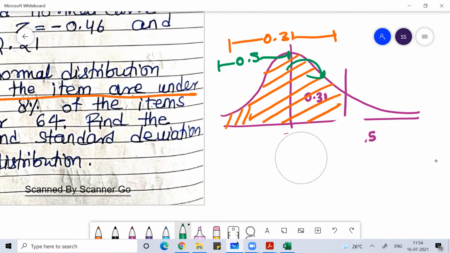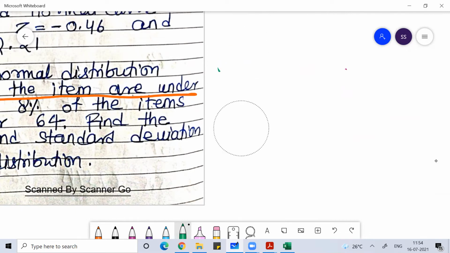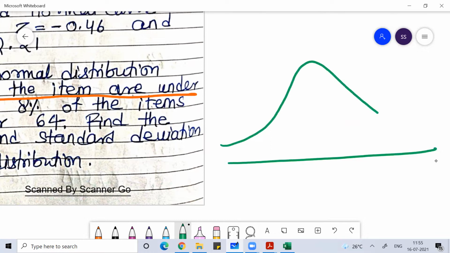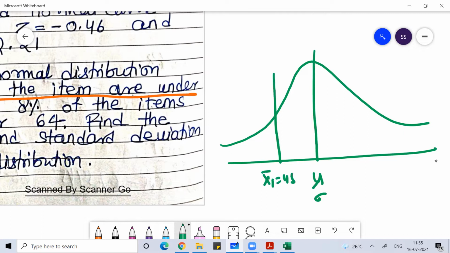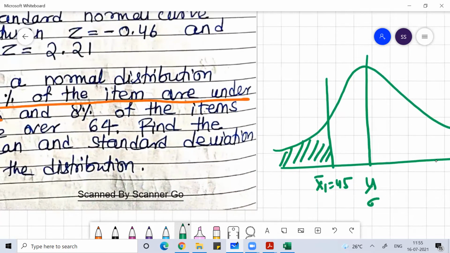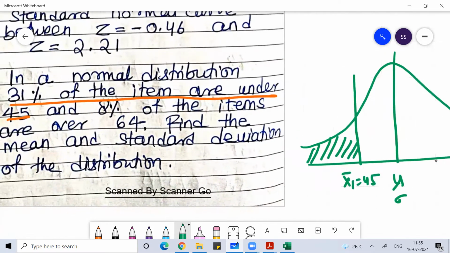So definitely the 45 should lie on the left hand side, not on the right hand side. Definitely the mean should be more than 45. I don't know whatever the mean is, but it should be more than 45. So this x1 bar is equal to 45, and this area corresponds to 0.31. Clear, everyone?